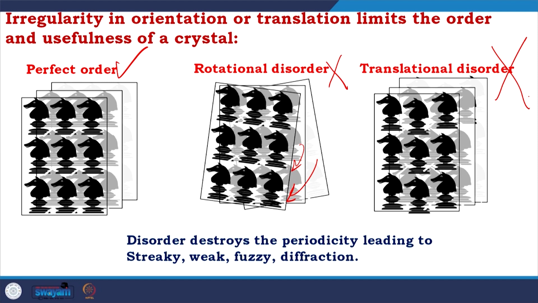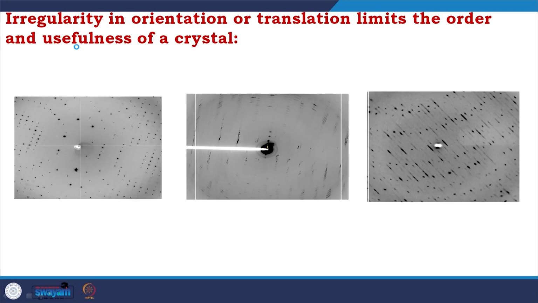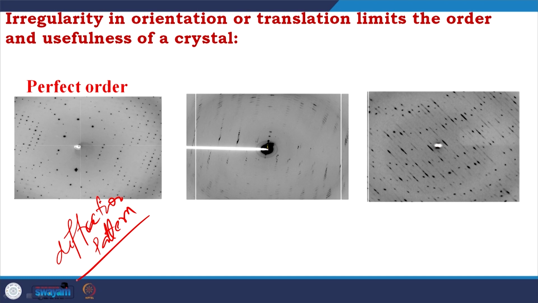So, now you know you have to get a crystal, but you also have to get the crystal in perfect order. What is the effect? If it is perfect order, you see that is the diffraction pattern. This is the data we collect, we will talk about that.